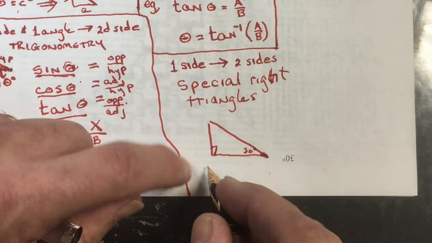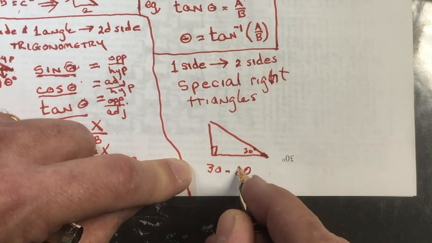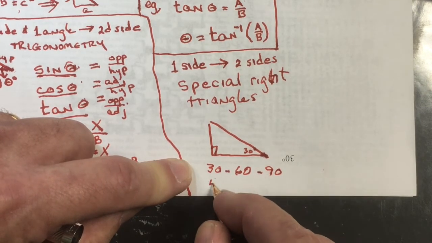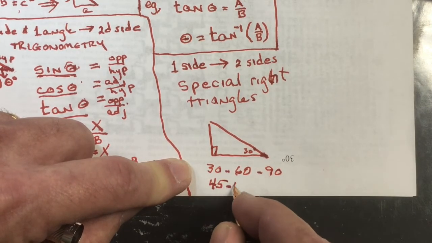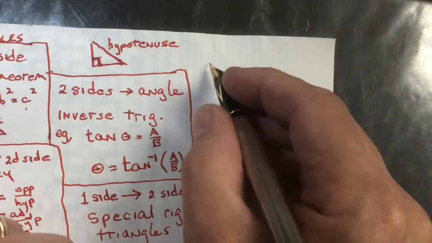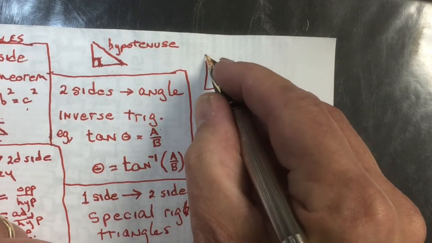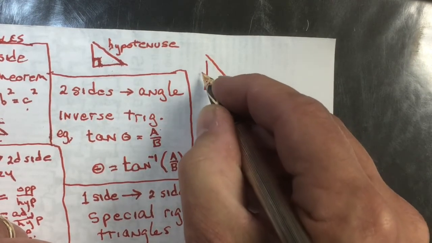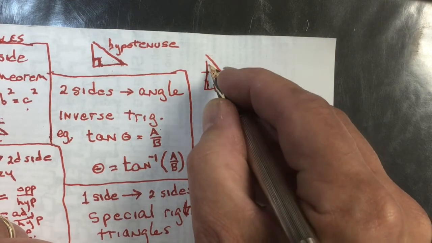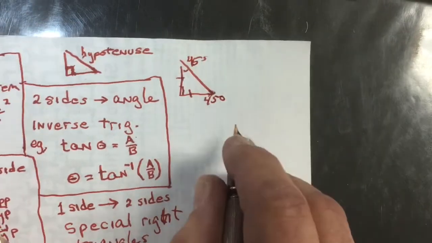The two different kinds are 30, 60, 90, or 45, 45, 90. Two different kinds of triangles. One is 45, 45, 90, which means it's an isosceles right triangle. So this angle is 45 degrees, and this angle is 45 degrees.